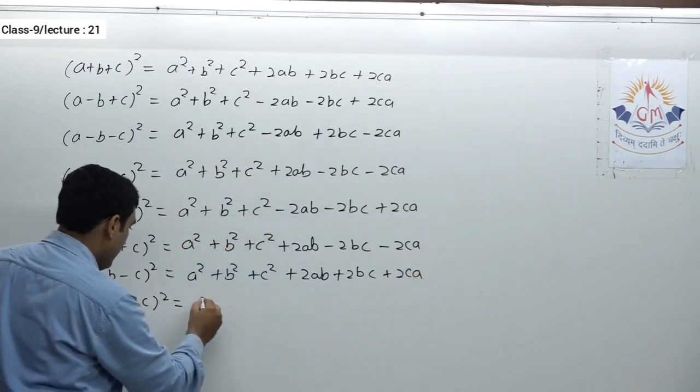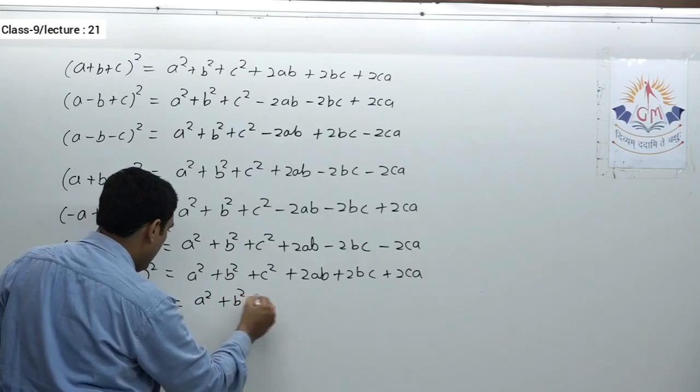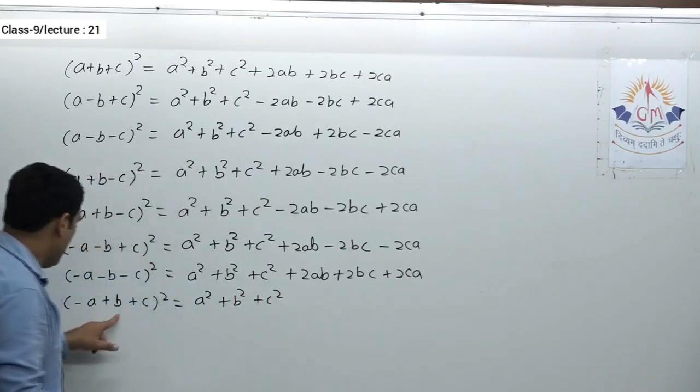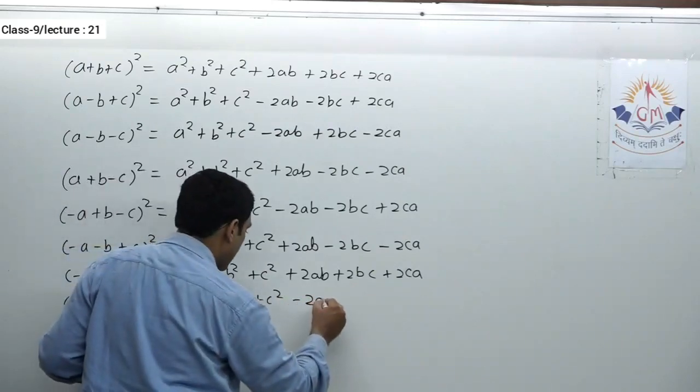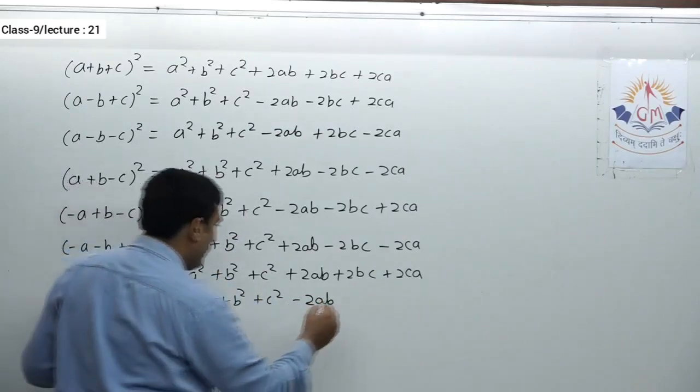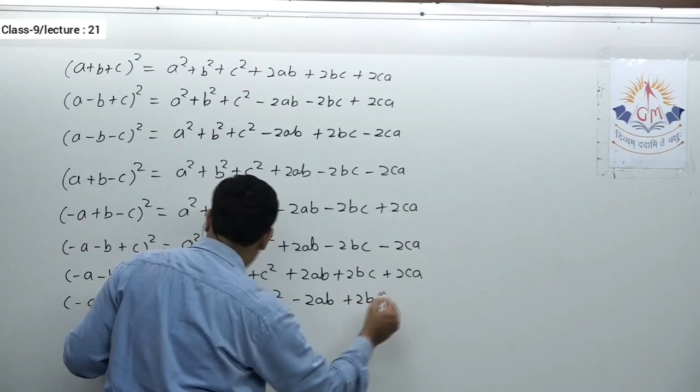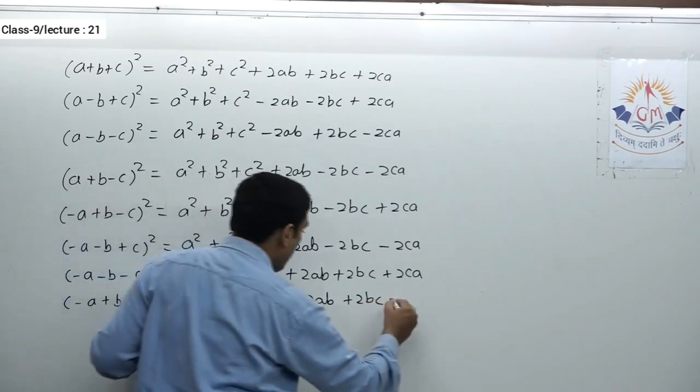Now this one. Again I write a square plus b square plus c square. Now one is negative, one is positive, that means minus 2ab. Both are positive, so plus 2bc. One is negative, one is positive, so minus 2ca.